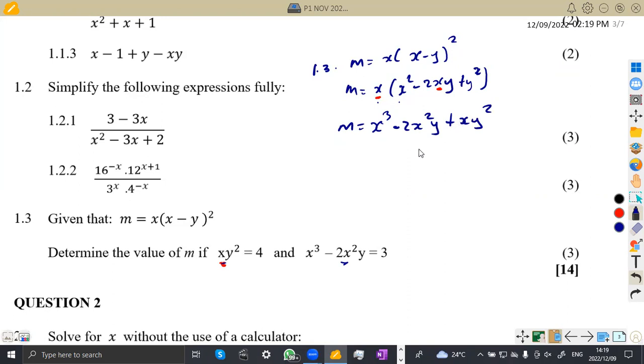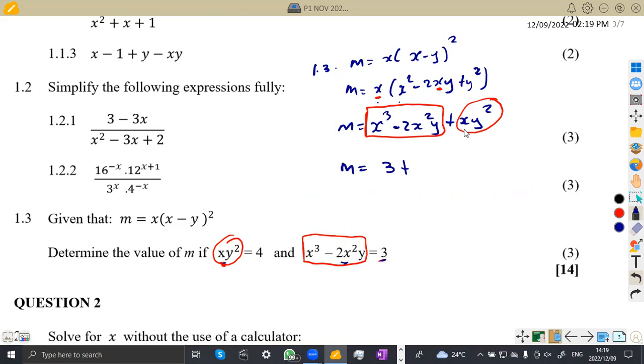All right. After you have expanded, you are supposed to get back to the information that you're given here. xy squared is equal to 4. We have xy squared here, so this value is equal to 4. Wherever we see x cubed minus 2x squared y, we are going to substitute with a 3. And we have that here. So that means we are going to substitute now with the numerical values that we are given. So this part is represented by 3. So it's 3 plus, there is a plus here, so you're going to add xy squared, and xy squared is equal to 4. So it's 3 plus 4, so m is equal to 7.